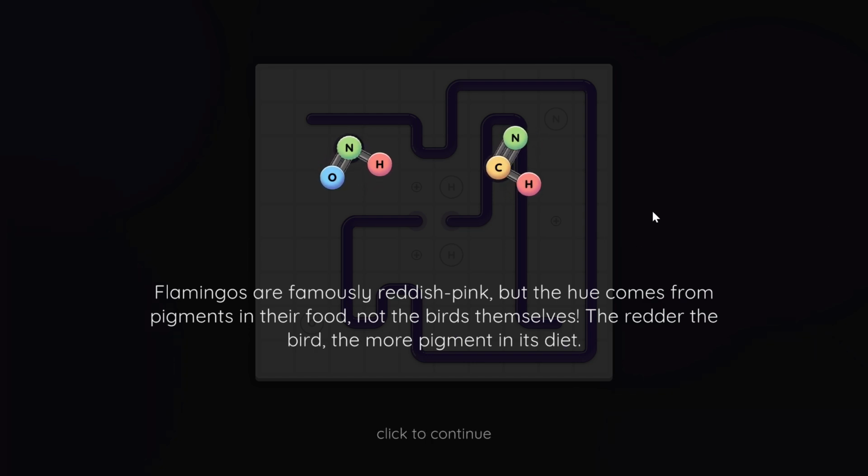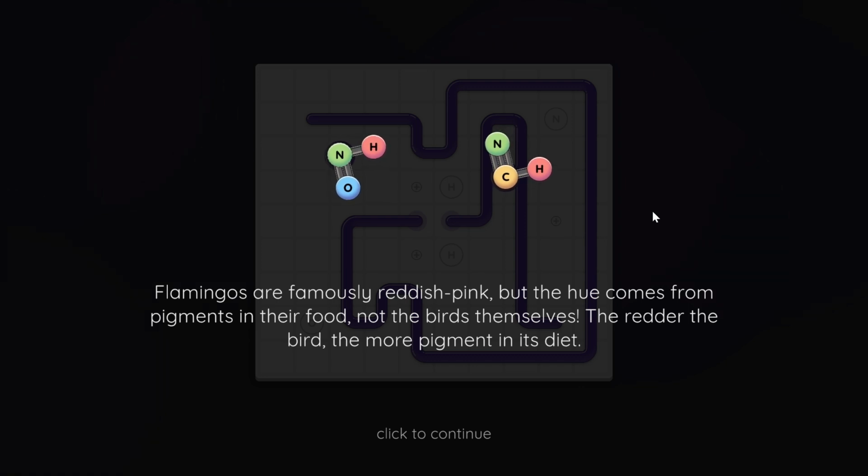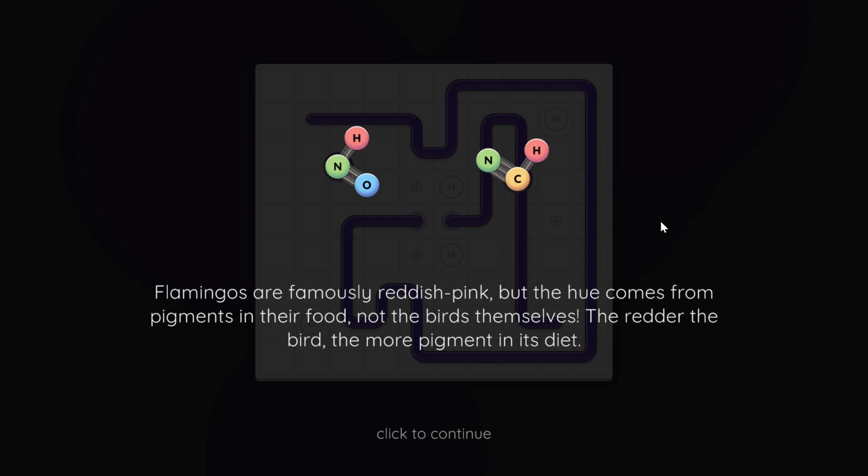Okay. Flamingos are famously reddish pink, but the hue comes from the pigments in their food, not the birds themselves. The redder the bird, the more pigment in its diet. What does it eat? I have no idea what flamingos eat. But yeah, that's why white flamingos seem to exist sometimes. They just don't eat enough pigment, I guess.